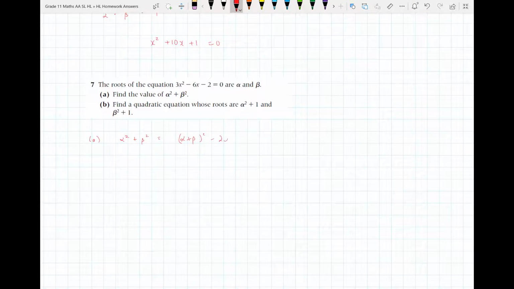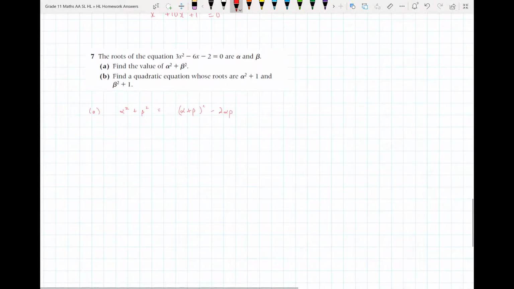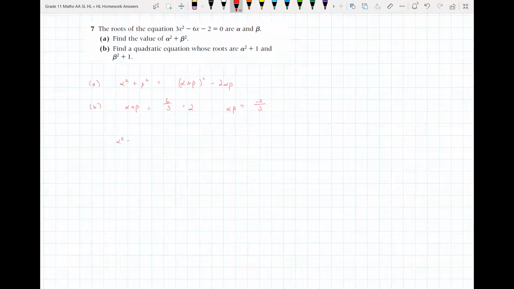Okay. If you have been watching my video, you should know this by heart now. And before we start, let's just write down what the original sums and products are. This should be positive 6 over 3, which is 2. And the product will be -2 over 3. Now, to construct the new sum, first we have this.